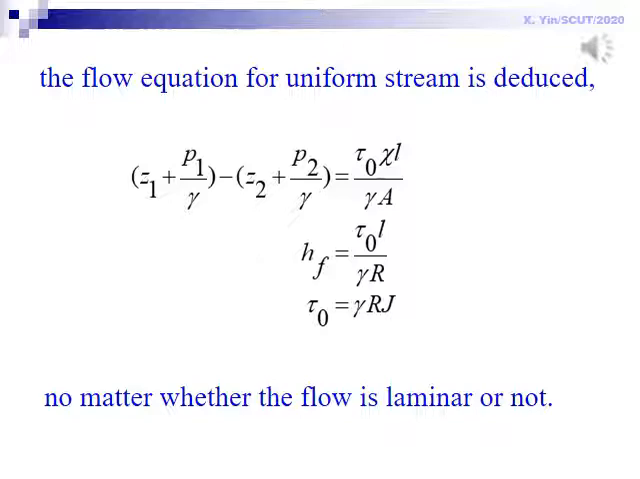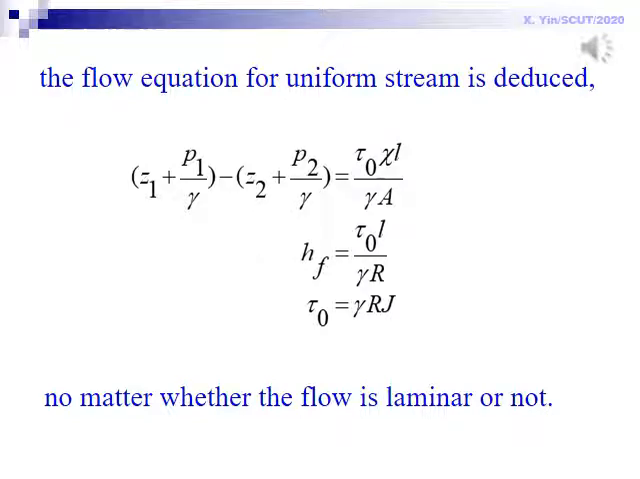Pay attention to that we didn't involve the flow regime in our deduction, so the result can be applied to both laminar and turbulent flow. Now we see wall shear stress tau naught is equal to specific gravity gamma times hydraulic radius R times energy slope J, which is head loss on unit flow length. This is the relationship of shear stress and frictional head loss. It is also called the basic equation of uniform flow.